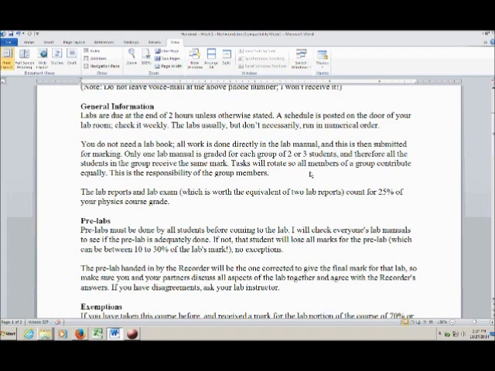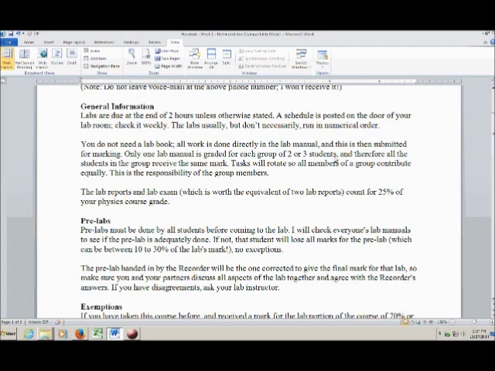So 3 people do the work, 3 people hand it in, one person's book gets marked, and then everybody in the group gets that grade. And then you cycle the roles. So the next week somebody else will be what's called the recorder, the person whose book is going to be marked.